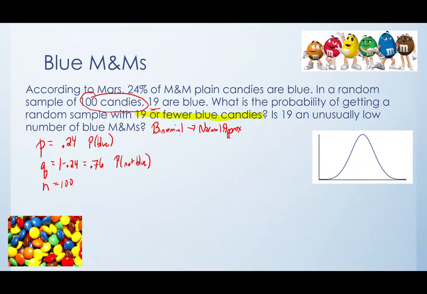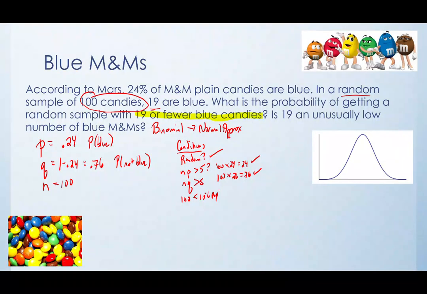So we should check conditions, right? Is it a random sample? Yes, it says so, right? Do we have a big enough sample? Is NP greater than 5? And we can say, okay, well, 100 times 0.24, yes, that's greater than 5. So we have enough successes. Do we have enough failures? Same story. NQ, right? 100 times 0.76, that's going to be 76. So that's also greater than 5. And 100 is less than 10% of the population. So we're good there, right?